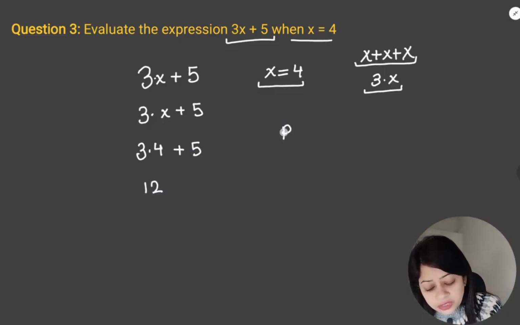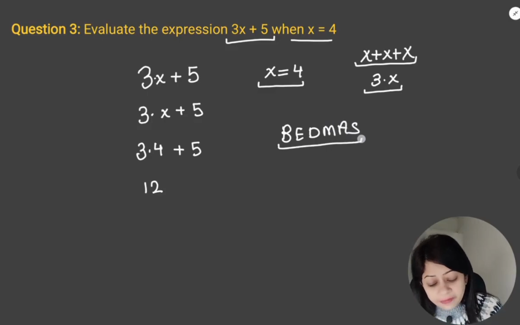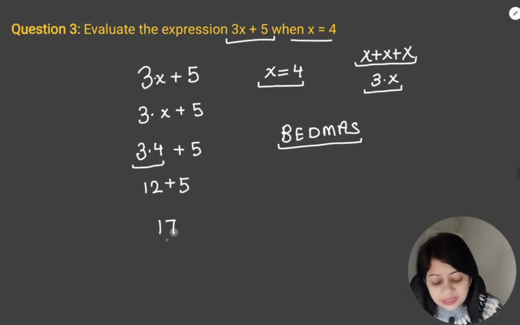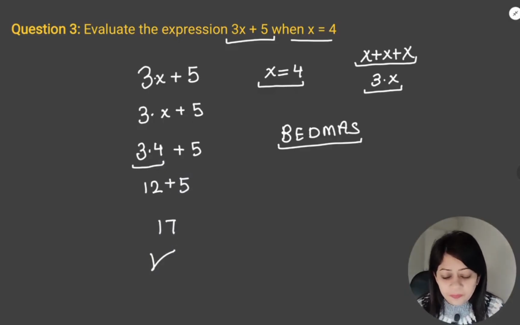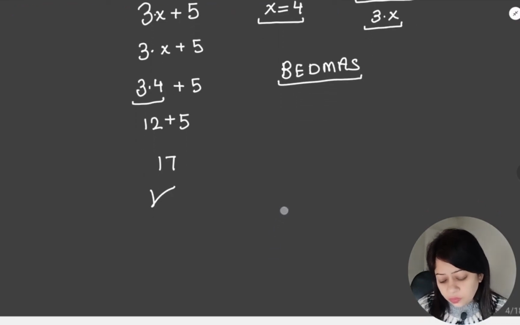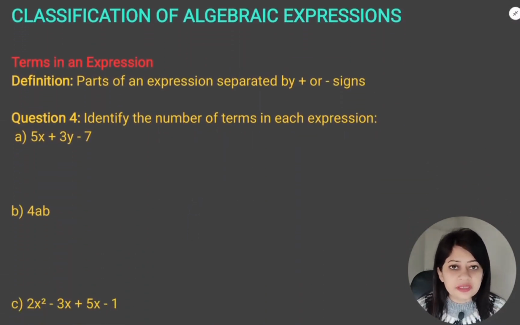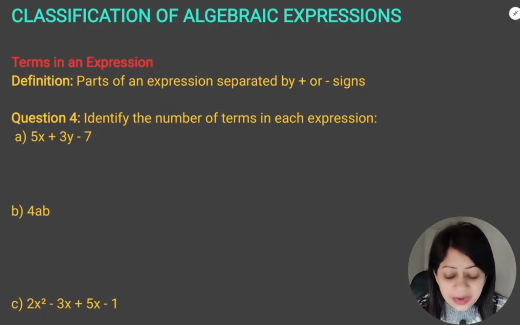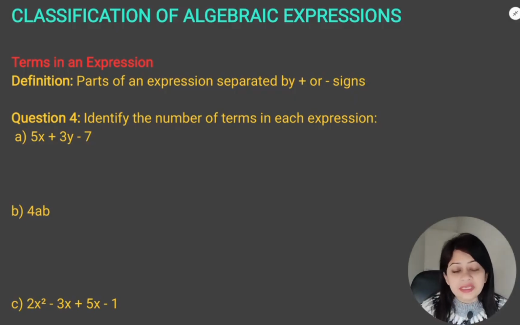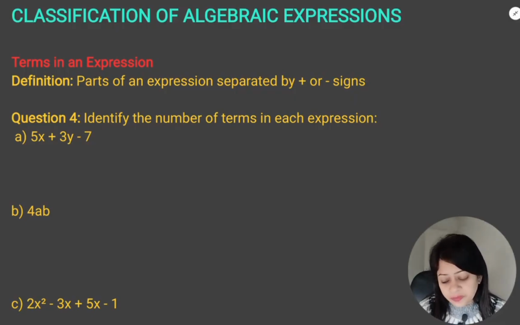So what is 3 multiply 4? According to BODMAS or BADMAS, what will you solve first here? You cannot add first and then multiply. You will multiply first and then add. So what is the answer? The answer is 17. Now we have another topic, the second topic. The first topic was fundamentals, where we learned about basic terms, constants, variables and algebraic expressions, right? Now we have classification of algebraic expressions.